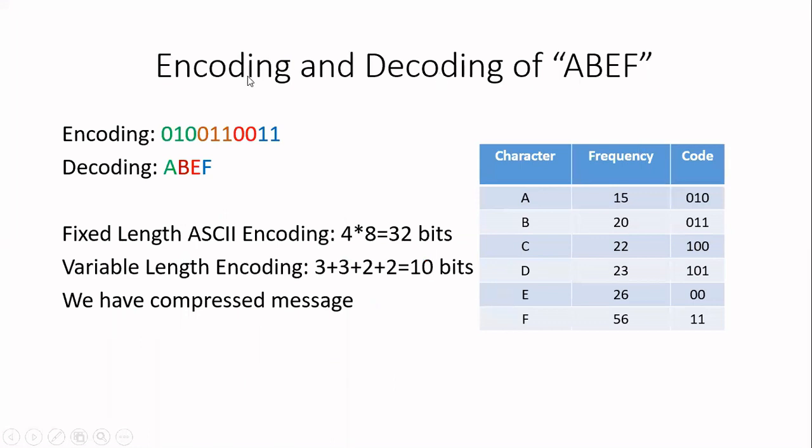Now let us see how to do the encoding and decoding of the message with this particular table we have constructed. So I want to send ABEF. First, A is having 3 bits, 0, 1, 0. So that is written here. Then for B, we have 0, 1, 1. Write it next. Then for E, we have 0, 0. So that will be the third one. And for F, we have 1, 1. So you can write now.